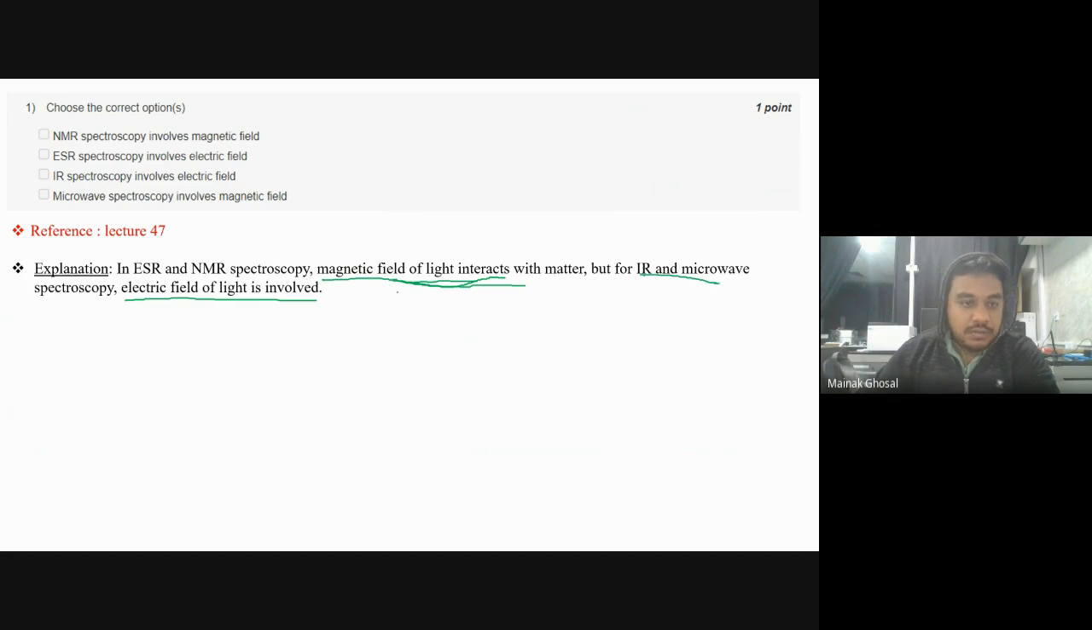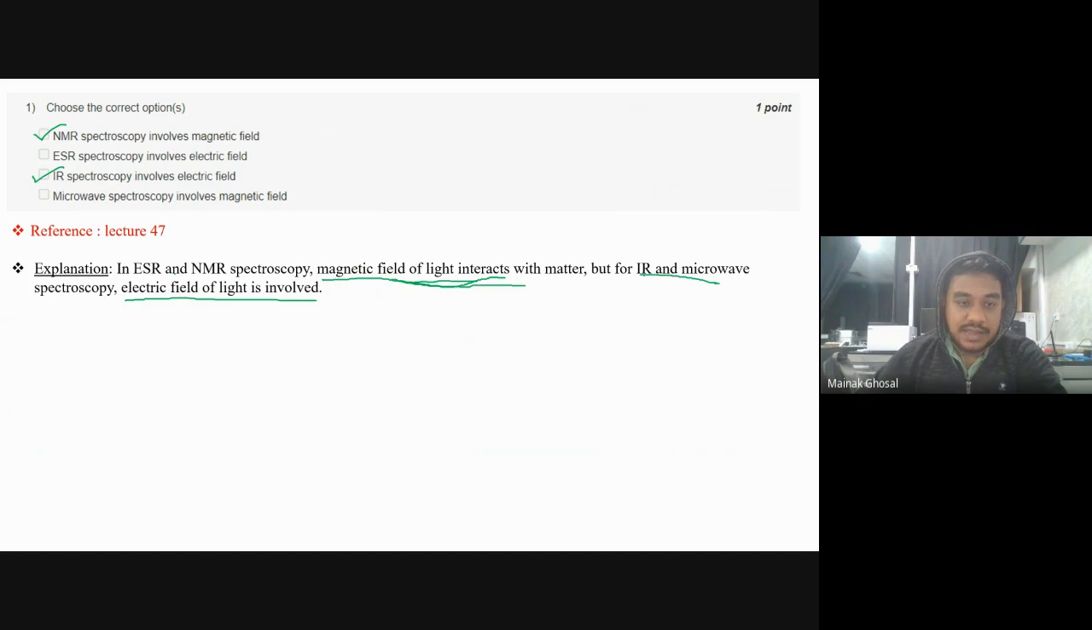In ESR and NMR, you have seen the degeneracy of the levels is broken in the presence of a magnetic field, but in the presence of IR and microwave, the electric field is responsible for breaking these levels. So from these options, NMR spectroscopy involves magnetic field, this is correct, right? NMR spectroscopy will always involve a magnetic field. ESR spectroscopy involves electric field? No. IR spectroscopy involves electric field? Yes. Microwave spectroscopy involves magnetic field? No, it involves electric field.